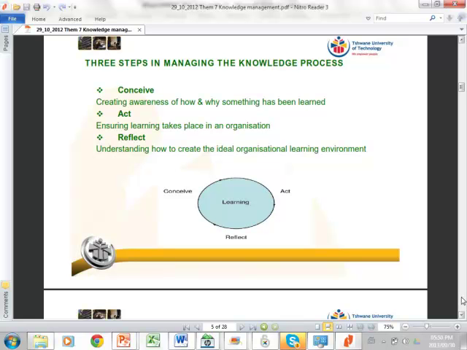So the first thing is create awareness of how and why something has been learned. So why do we need to learn anything about projects? Are our projects failing and that's why we want to learn? Or are our competitors just so much better than us and we're not getting contracts and that's why we want to learn? But do you see that if there isn't an inherent reason that you think you need to learn, it's very difficult to start the process because it's very difficult to get buy-in.